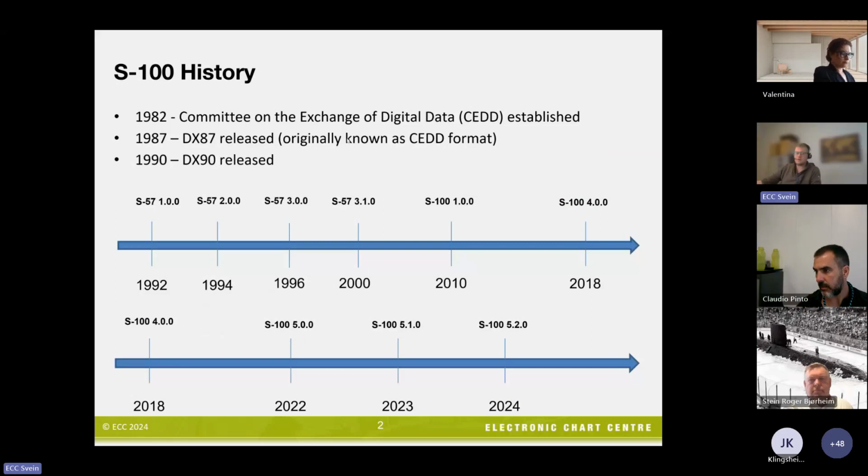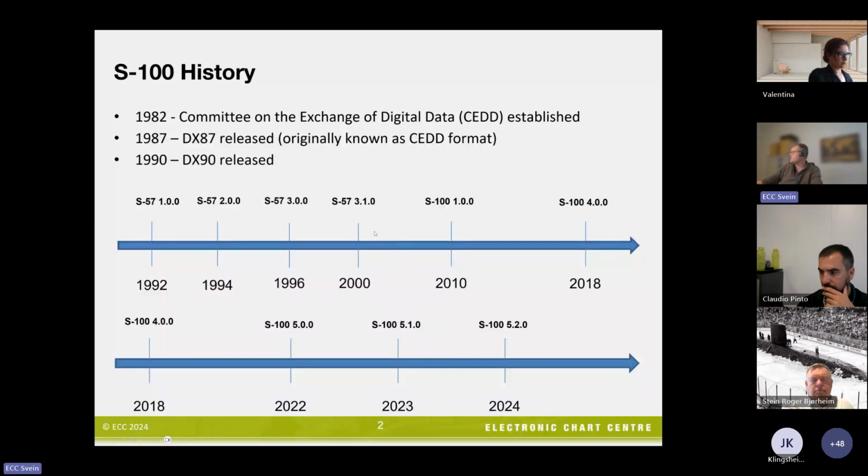time backwards in time, all the way back to 1982, actually, when the Committee on Exchange of Digital Data was established. So this was kind of the predecessor before eventually S57 emerged in 1992. And the S57 development, the electronic navigational chart, it's still going on, but we can see how it developed throughout the years from 92 until the year 2000.